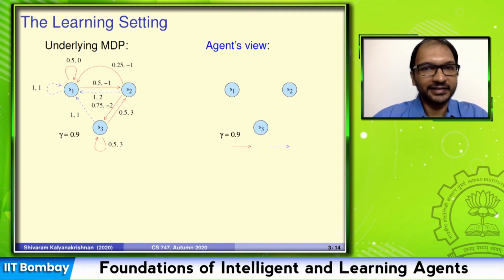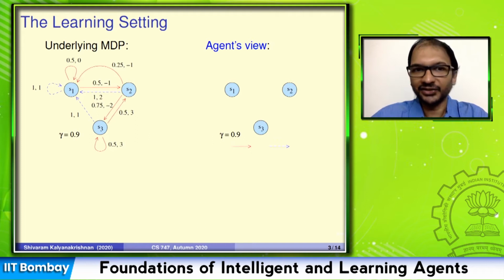The main difference that we have to accommodate in the reinforcement learning problem is that the agent does not know the underlying transition probabilities and rewards. So the agent's view of the world is what is shown on this picture. The agent knows that there are these 3 states and these 2 actions, let us say. And it's also told that the long-term reward that we want to maximize is expected long-term reward, let's say with a particular discount factor.